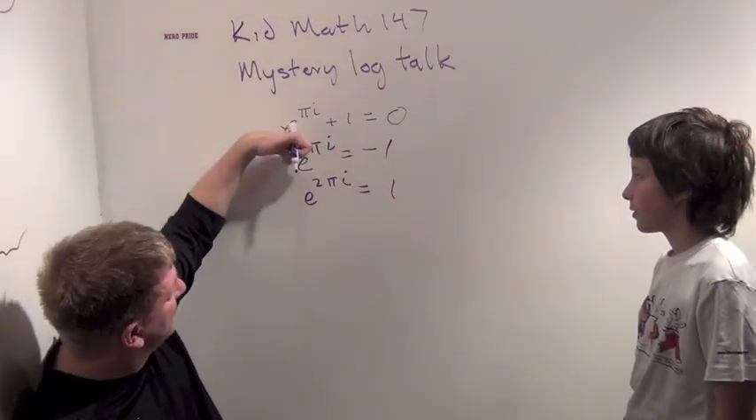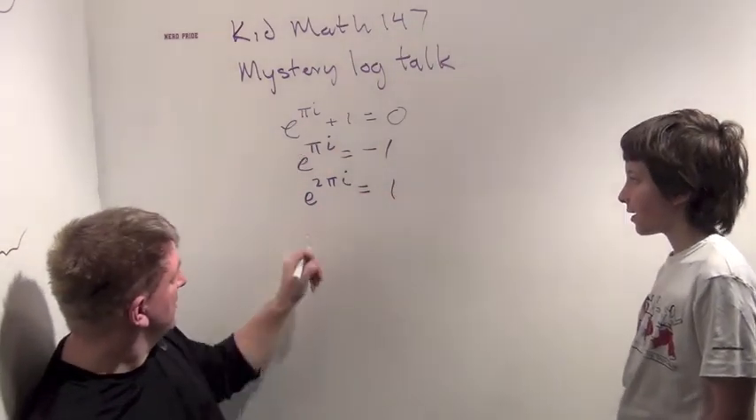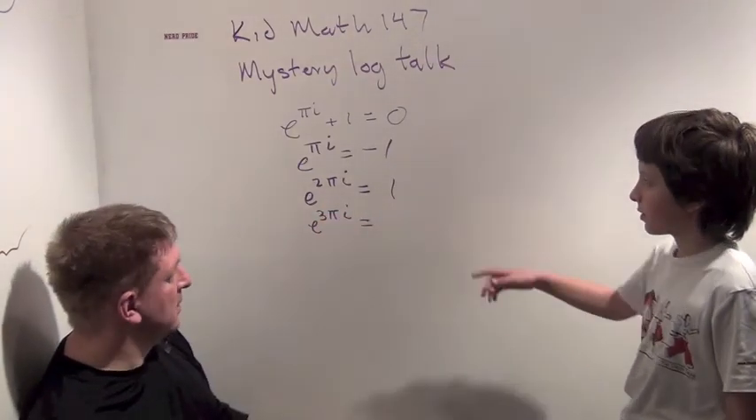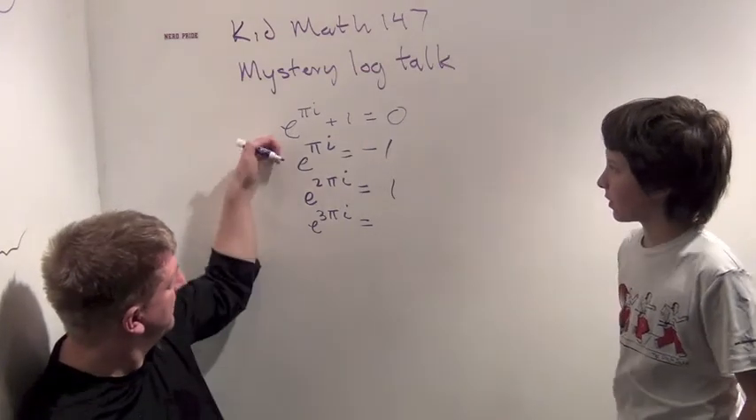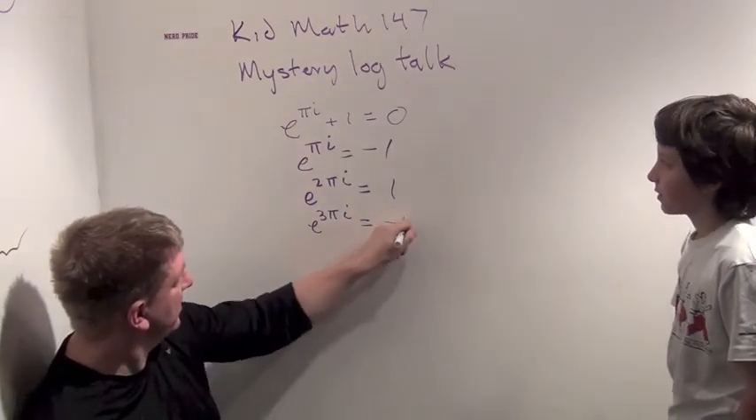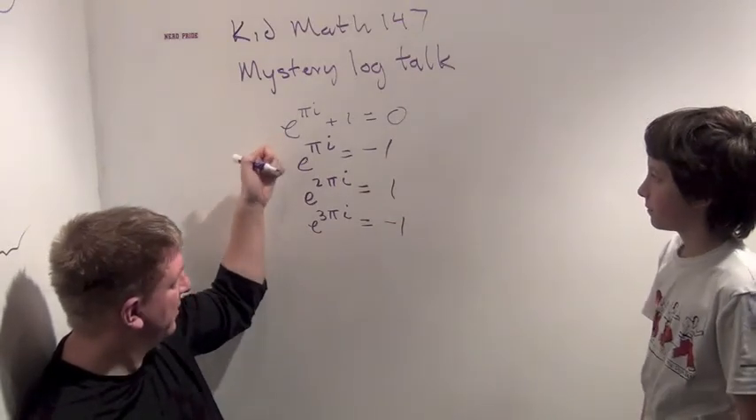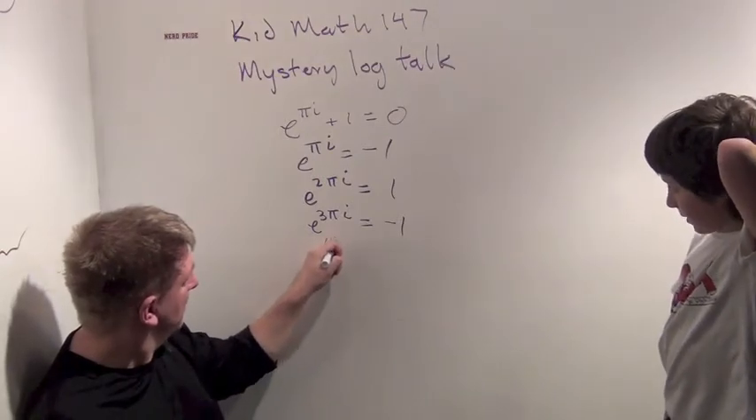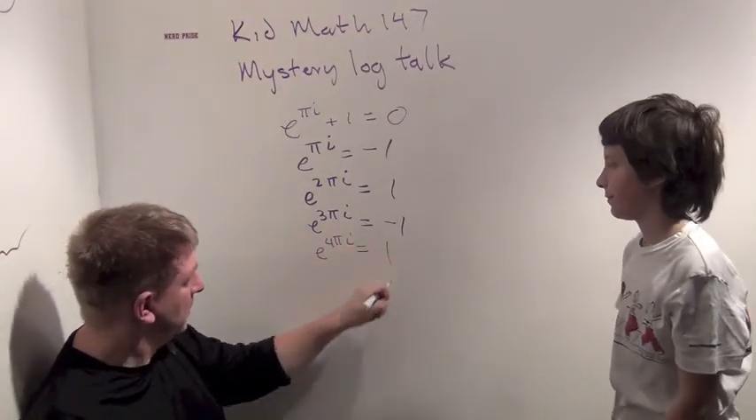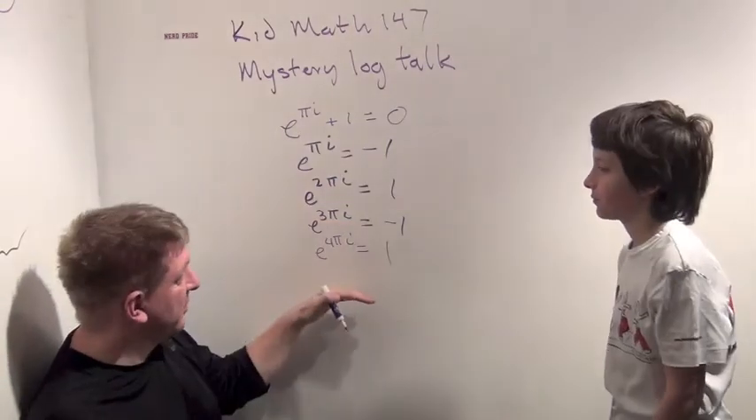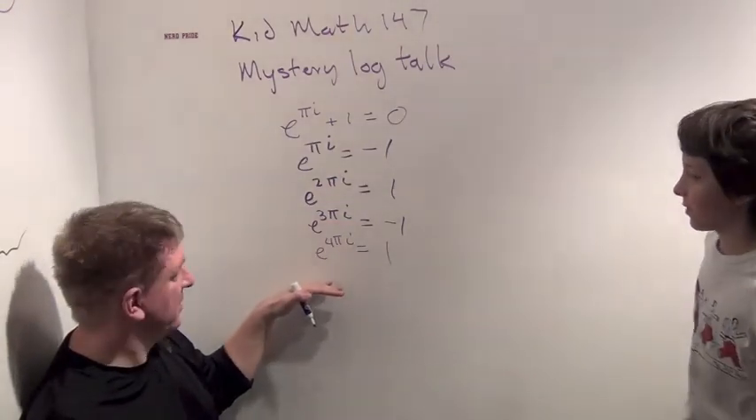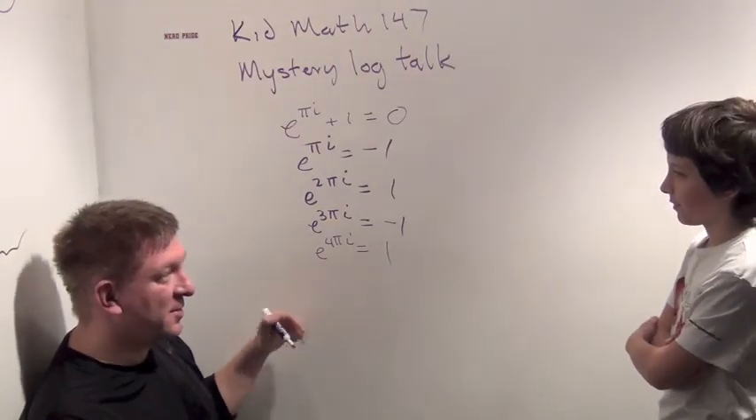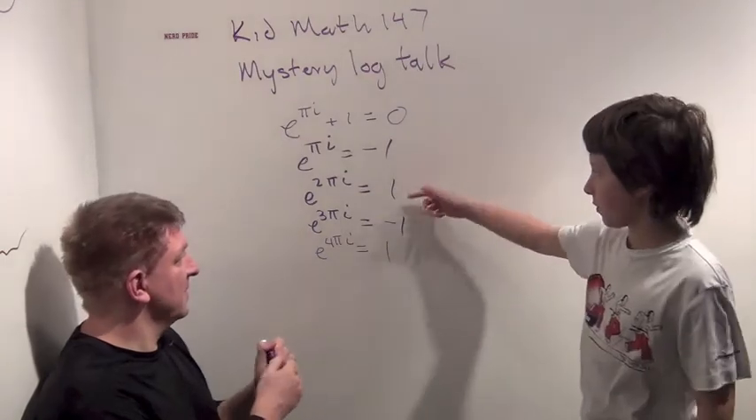What if I cube this equation? E to the 3 pi i is minus 1. What if I take this equation to the 4th power? You get e to the 4 pi i is 1. But how can those be equal? And it's going to keep going. What's e to the 5 pi i going to be? Minus 1. E to the 6 pi i? 1. E to the 7 pi i? Minus 1. E to the 8 pi i? 1. What's the pattern? It keeps alternating between minus 1 and 1.